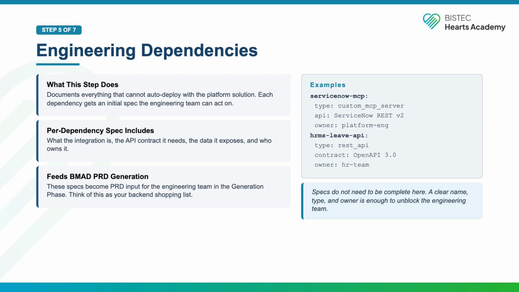Think of Step 5 as writing a shopping list for the backend team. You are not designing the implementation. That is the engineering team's job. You are communicating clearly what your agent needs to be able to do, what integration surface it expects, and who is responsible for delivering it. For the IT support agent, the ServiceNow integration is the engineering dependency, a custom MCP server, using the ServiceNow REST v2 API, owned by the platform engineering team. That is enough for them to start.